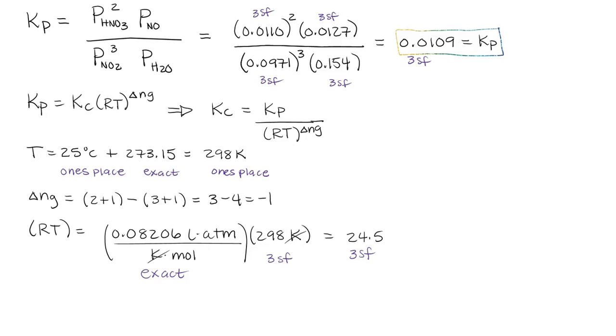And now plugging everything into my rearranged equation, I have Kc equals Kp, 0.0109 divided by RT, 24.5 raised to the -1, because that was my delta Ng. 0.0109 divided by 24.5 raised to the -1 gives me, to 3 sig figs, 0.267.